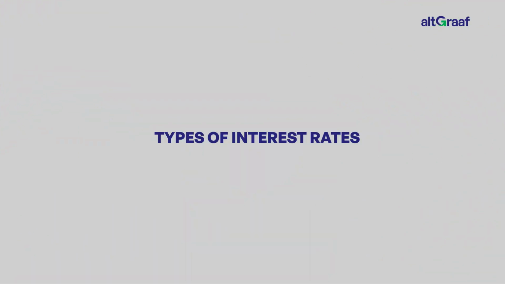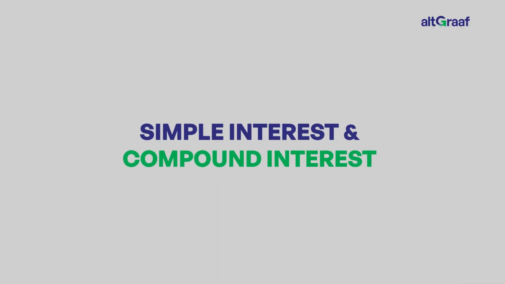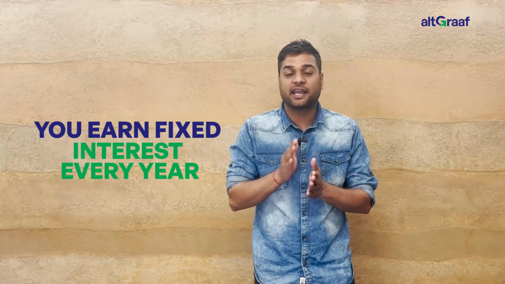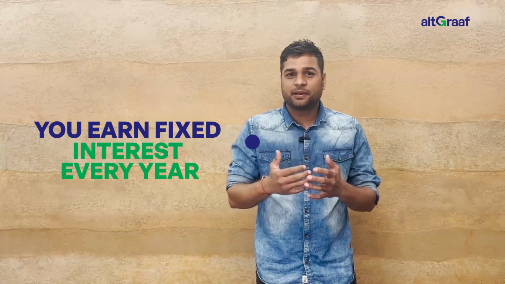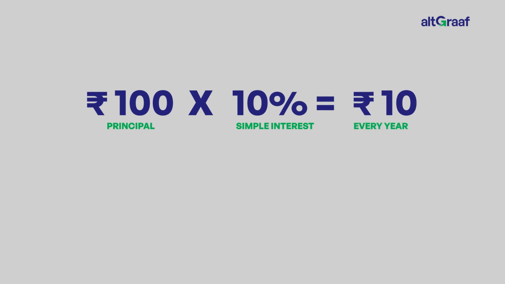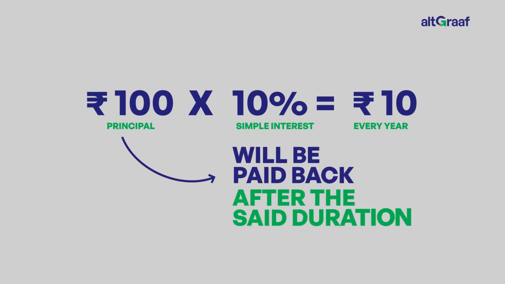Now let's start with something simple, the types of interest rates. We have simple interest and compound interest. Now let's see some school mathematics. Simple interest is where if you have invested money, you earn a fixed interest on it every year. For example, if you invest ₹100 at a 10% simple interest rate, you will earn ₹10 at the end of the year as an interest, and your principal amount, that's ₹100, will be paid back to you after the set duration. And compound interest is a little different.